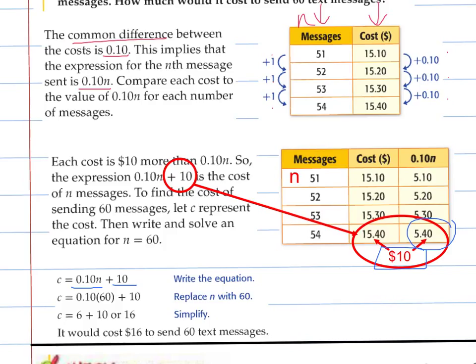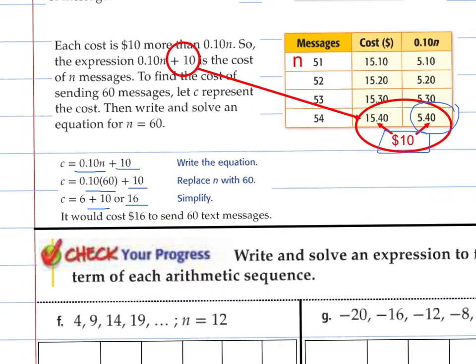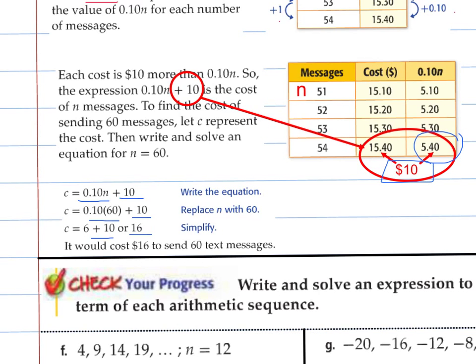So then we plug in 60 for our messages and add 10. So we get 6 plus 10, or 16. What that means is it would cost $16 to send 60 messages on this cell phone plan.